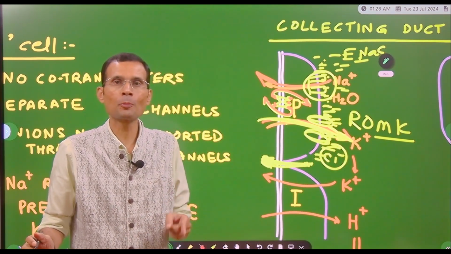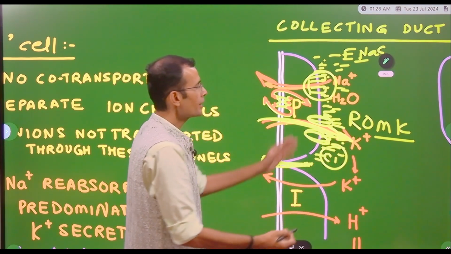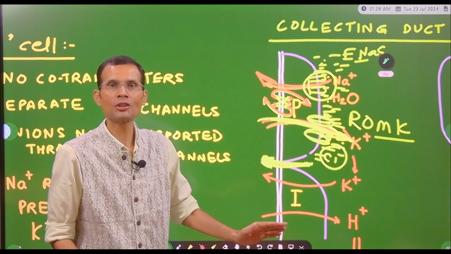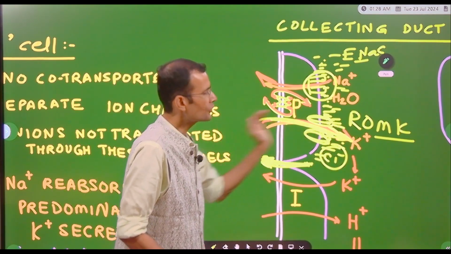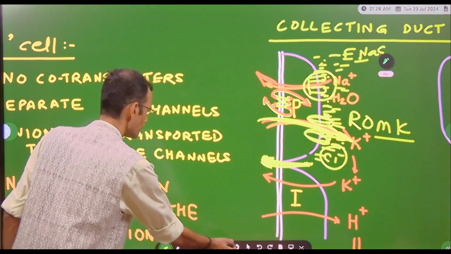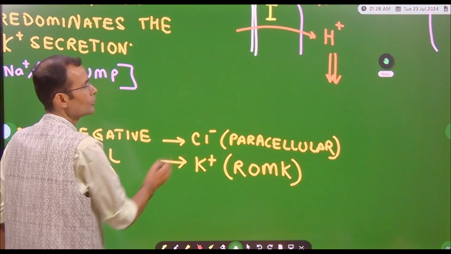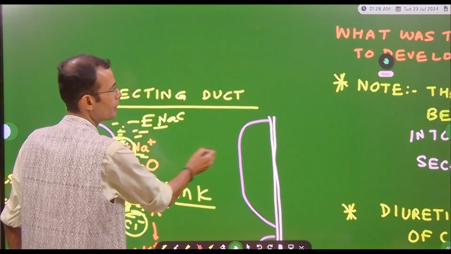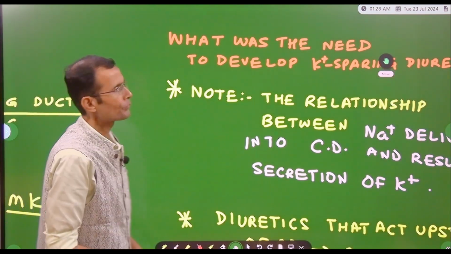And why is more and more potassium being secreted? It is because of the fact that there is lumen negative potential, and therefore the cation potassium is driven more and more towards this lumen negative potential. So these are some of the facts that we should note about the collecting duct and its happenings.